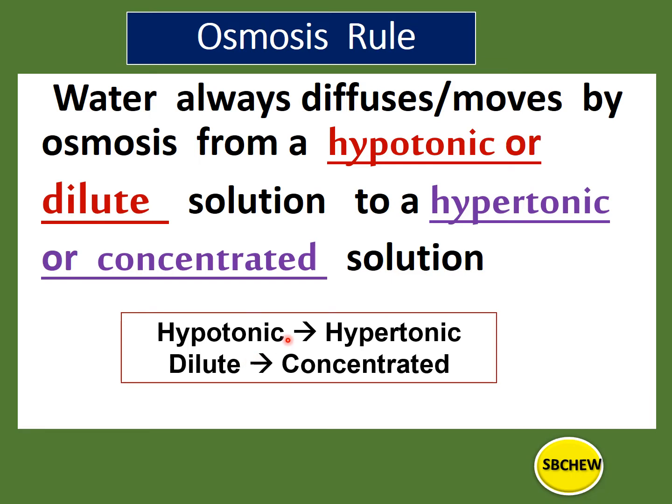So you must know the meaning of the word hypotonic. A hypotonic solution is a solution that is more dilute compared to another solution. And more dilute means it has a higher concentration of water molecules or higher water potential than another solution, or it has lower solute concentration compared to another solution. So if the concentration of water is higher, the solute concentration of the same solution will be lower. It's like it's inversely proportional.